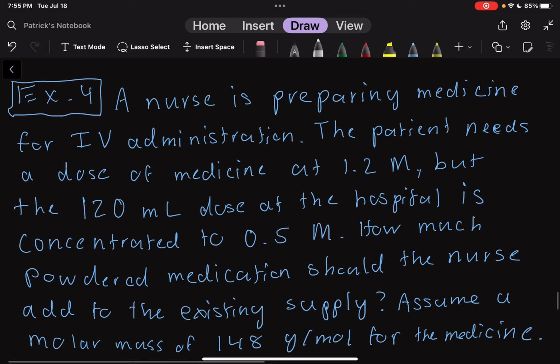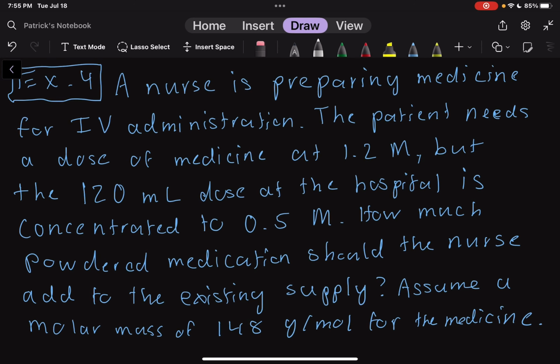Here's another one. Example 4 states, a nurse is preparing medicine for IV, or intravenous, administration. The patient needs a dose of medicine at 1.2 M, but the 100 milliliter dose at the hospital is concentrated to 0.5 M. How much powdered medication should the nurse add to the existing supply? Assume the medication's molar mass is 148 grams per mole.